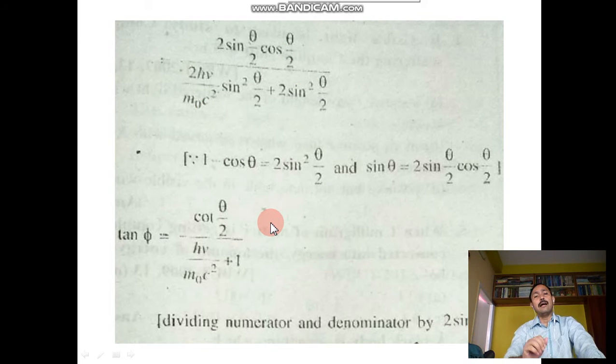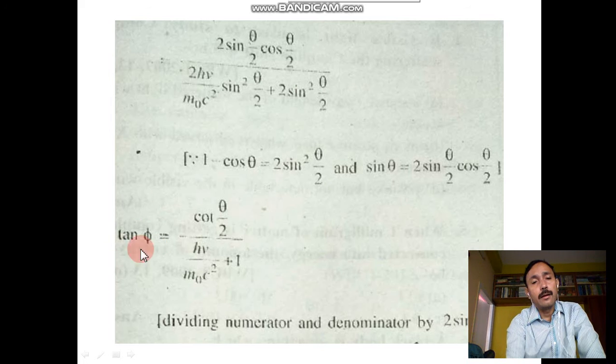So this is the angle of the recoiled electron. Tan phi is equal to cot theta by 2 divided by h nu by m naught c square plus 1.